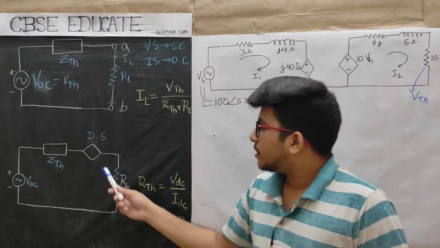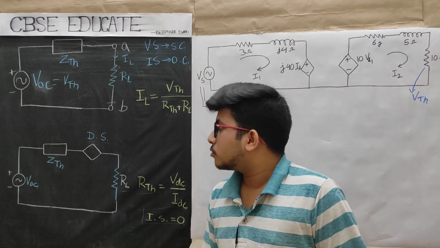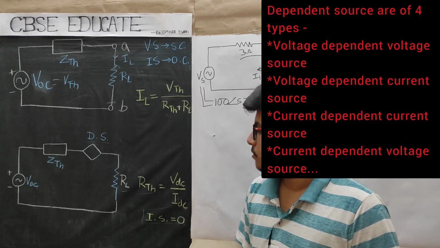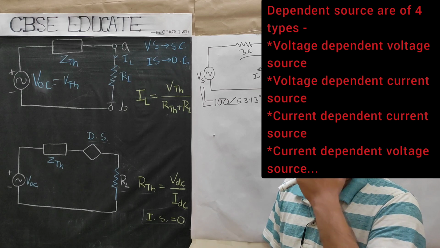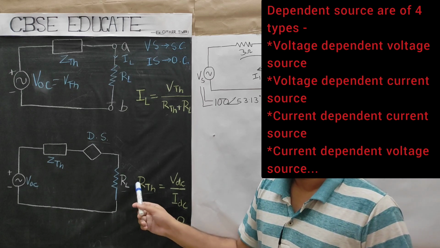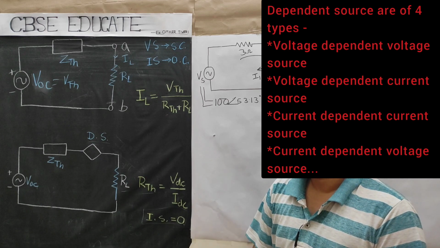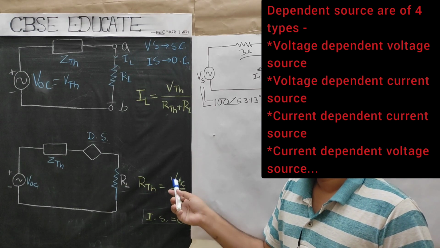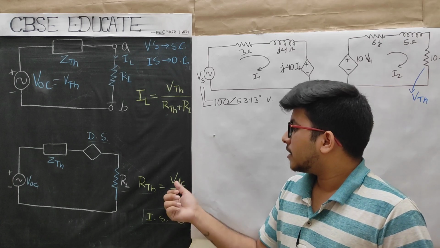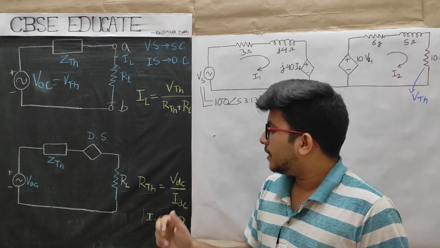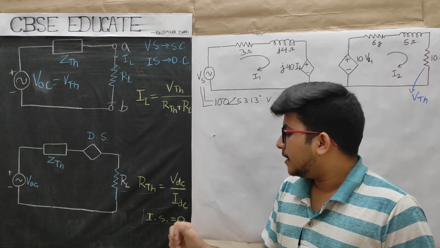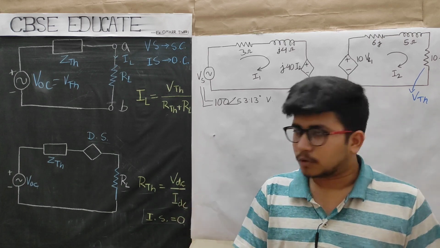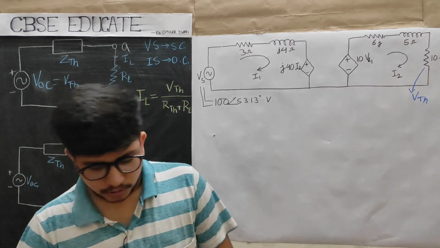Suppose there is another case, that there is a dependent source, and the question asks you to calculate the RTH in such a circuit. The formula for that is RTH equals VDC by IDC, where VDC is nothing but VTH, and the condition applied is that all independent sources must be 0. So this was the basic.